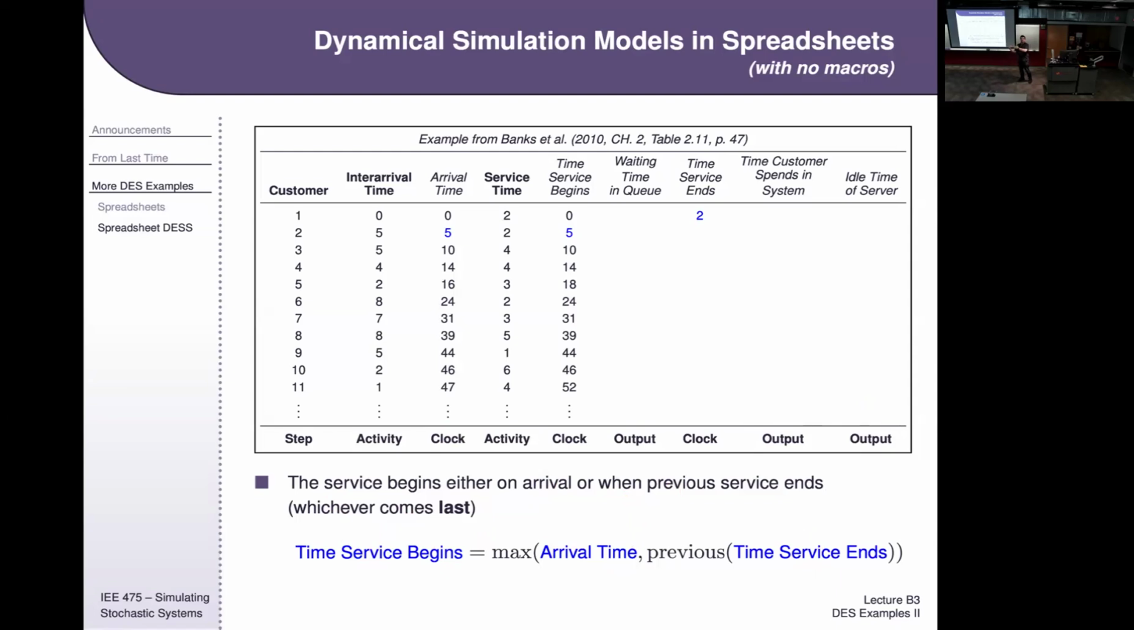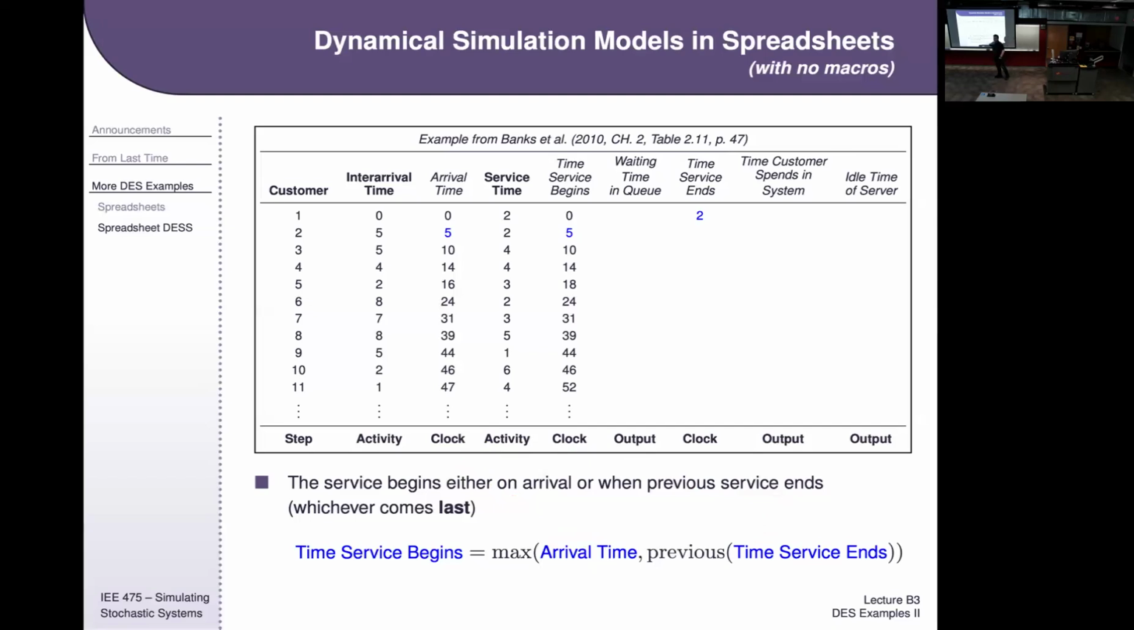And I say the maximum of those two because what we're saying here is if you arrive before this previous customer's service ended, then you have to wait. So your service time will be when the previous customer's service ended. But if you arrived after, so your number is greater than when the previous service ended, then your service will begin exactly at your arrival time. So we can put that relationship down.